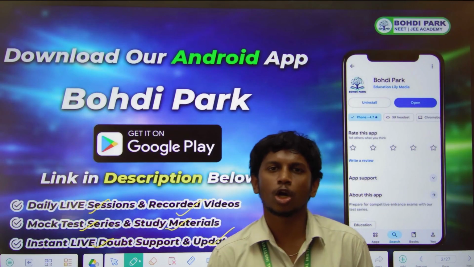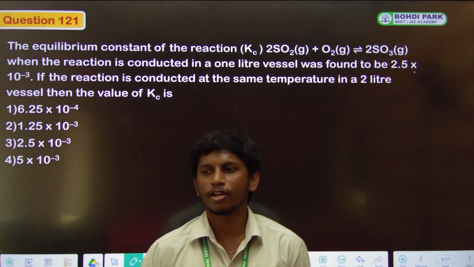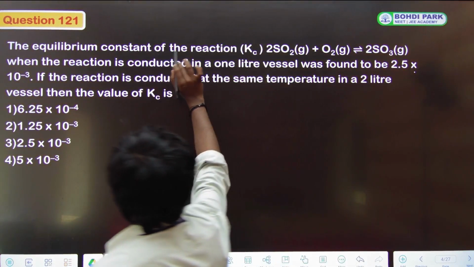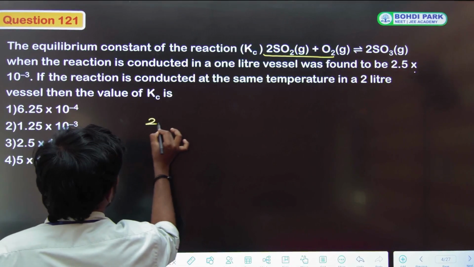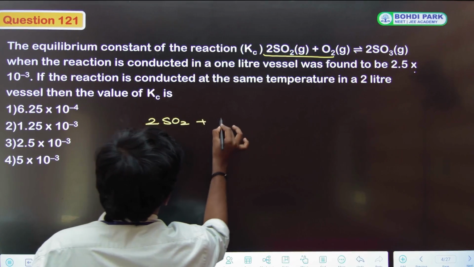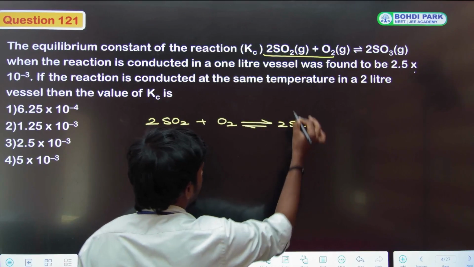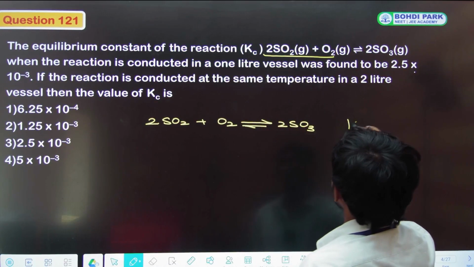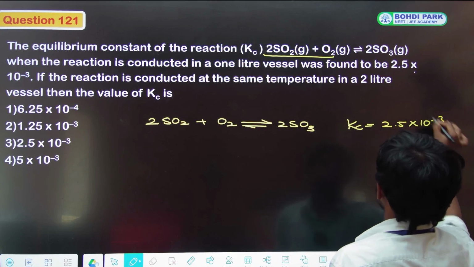Okay, so without wasting a lot of time, நம்ம question practice குள்ள போயிடலாம். The first question of the day is: the equilibrium constant of a reaction is given. In a reaction 2 sulfur dioxide plus oxygen gives 2SO3, the contact process, இதோட Kc value கொடுத்துட்டாங்க. எவ்வளவு கொடுத்திருக்காங்க? 2.5 into 10 to the power minus 3.